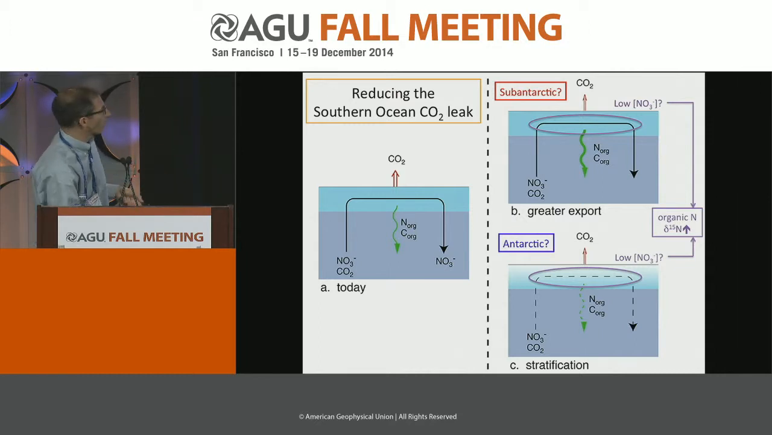The first work that was done on this used bulk sedimentary nitrogen, but bulk sedimentary nitrogen is vulnerable to diagenesis and to contamination, and so today I'm going to be showing you data from organic matter bound within microfossils, diatoms in the Antarctic and foraminifera in the subantarctic.